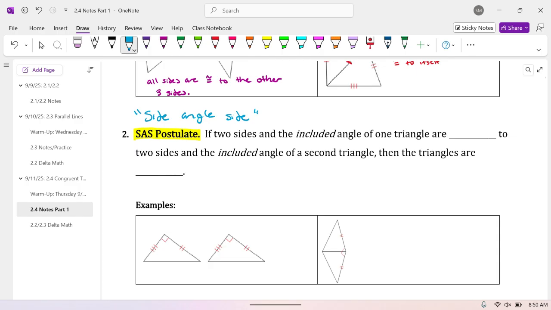All right. So what it's saying is that if two sides and the included angle of one triangle are congruent to two sides and the included angle of a second triangle, then the triangles are congruent. Now, included angle means the angle formed by the two sides.